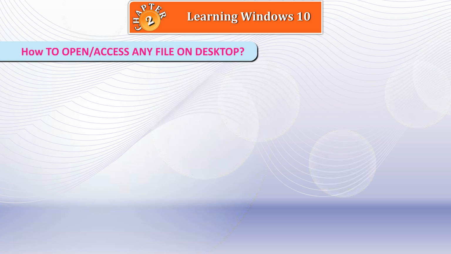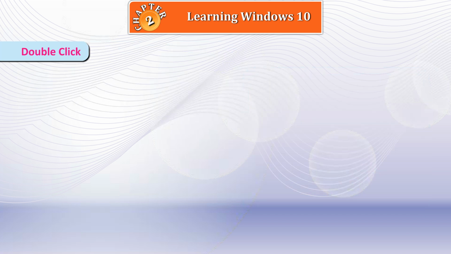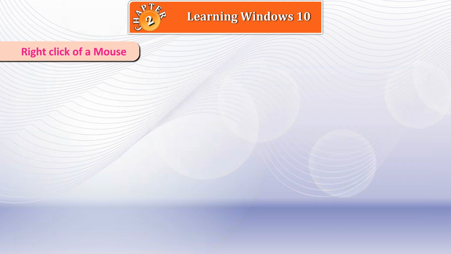How to open or access any file on desktop. To open or access any file, the following three methods can be followed. Double-click. Just take your mouse cursor on the file you want to open and double-click, left-click on the same. Make sure you do the clicks quickly. Do not give time gap between two clicks.